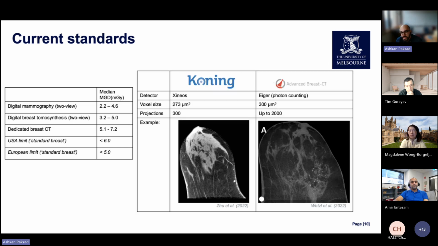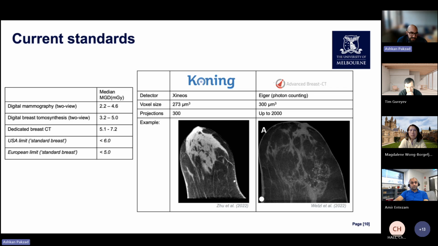And there are two dedicated breast CT scanners on the market, of which the second generations have recently been released. One is by a company known as Koning, which is approved in both Europe and the US. And we also have Advanced Breast CT, ABCT, which is available and approved in Europe.